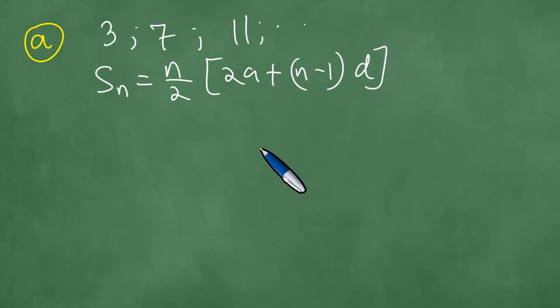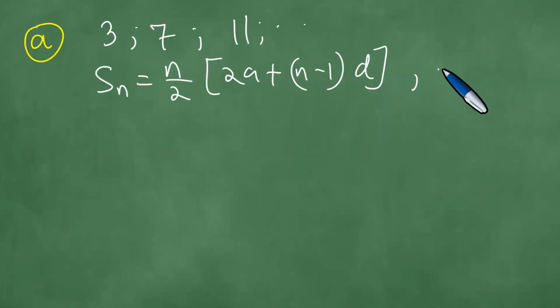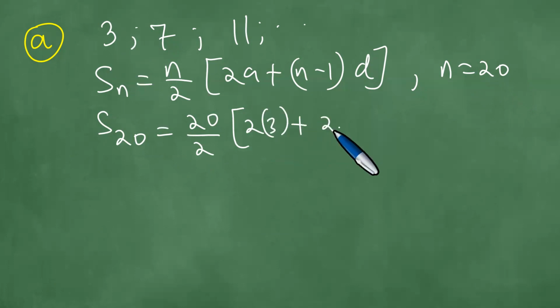But what do we need also? We have been told that we must calculate the sum to 20 terms, meaning that we're dealing with 20 terms here. n is 20. So we're going to put 20 here, which is 20 over 2 into 2 times the first term, the first one is 3, which means you have 20 minus 1 into the common difference. What is the common difference?